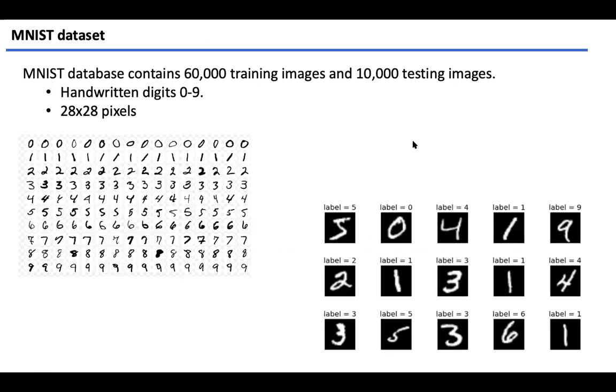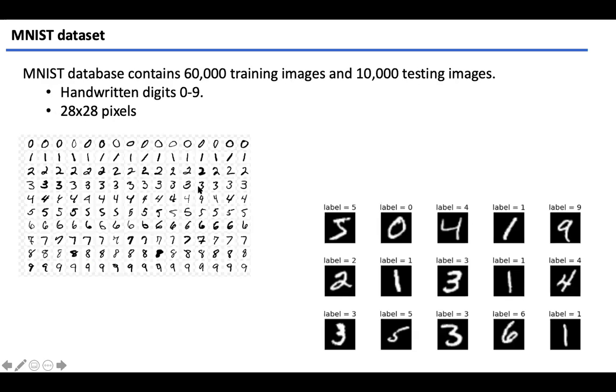So our task is to do image classification, and we will use this very famous data set. Its name is the MNIST data set. It contains 60,000 training images and 10,000 testing images. These images are of handwritten digits, as you can see here, the digits from 0 to 9. Every one of them, this 0 for example, has been written in different ways, and so on. Every image is 28 by 28 pixels.